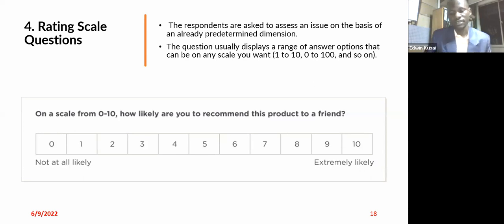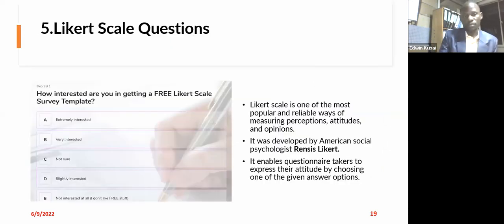The Likert scale is very common. Most of us use it. If you are a student, you need to know how to develop Likert scale questions. How interested are you in getting free Likert scale surveys? So that's an example. But the Likert scale is one of the most popular and reliable ways of measuring perception, attitudes, and opinions. It was developed by an American social psychologist, Rensis Likert. So it's a psychologist who came up with the Likert scale.